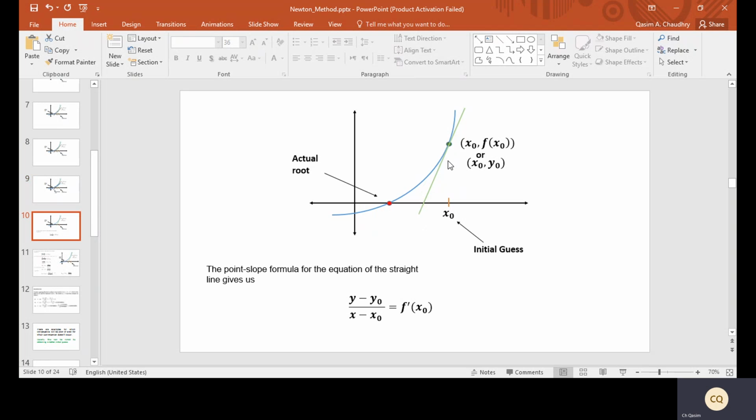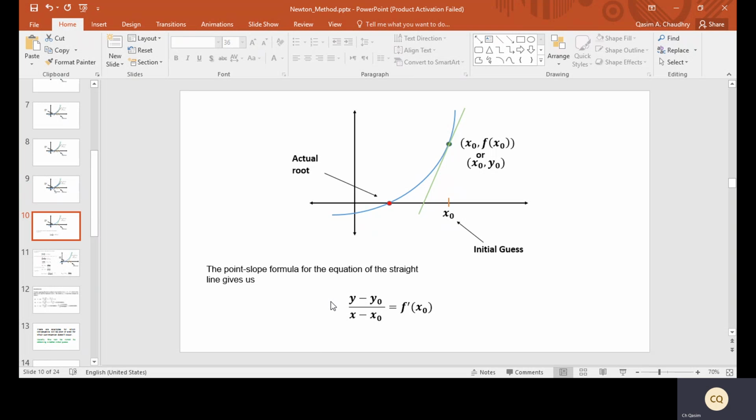Actually, the first step was that we had considered an initial guess. This was your initial guess, x naught. And then we had drawn a tangent line. So what is the equation for this tangent line at this point? This is simply the point slope formula for the equation of a straight line. So what is the point? y minus y1, oh sorry, y naught is the point. So (y minus y naught) over (x minus x naught) is equal to f prime of x naught.